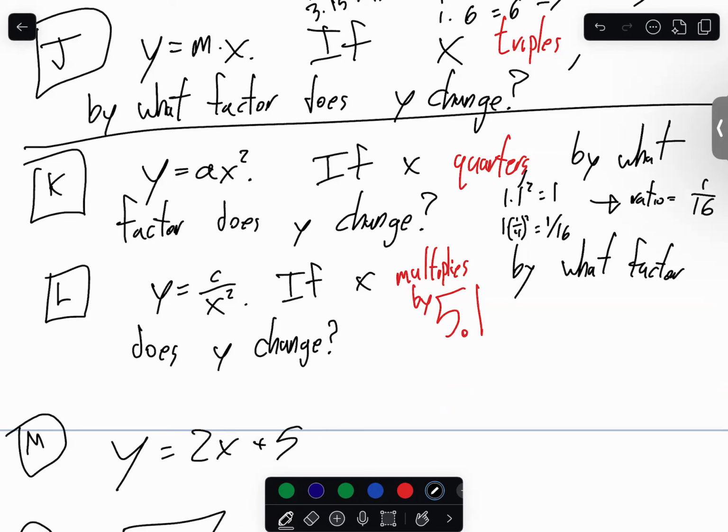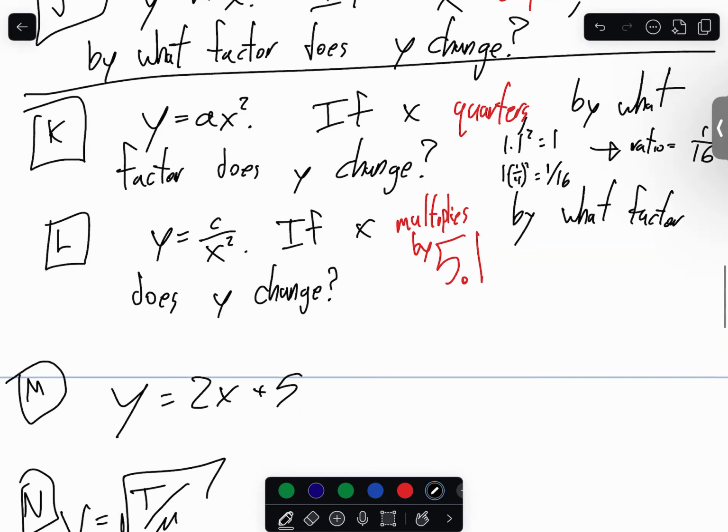Y equals constant over x squared. Now let me forget the experimental arithmetic method. Let's do a simple ratio of two terms. I'm going to have y2 over y1. By what factor does y change if I plug in y2 over y1?